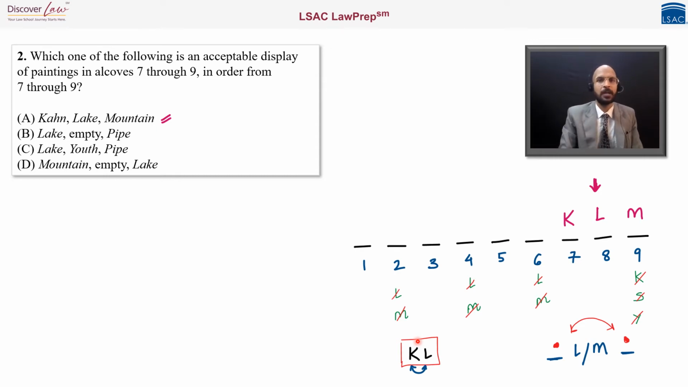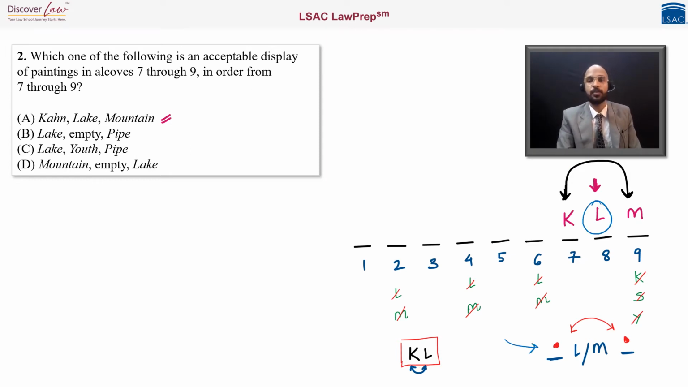Let's look at option A. According to option A, you have K, L, and M here. Now, is there a problem here? Yes, there is. Because whenever you have L, we just saw that whenever you have a landscape, you need to ensure that at least one of the 2 positions adjacent to it is vacant. In this case, both positions have something. Therefore, A is not the right answer.